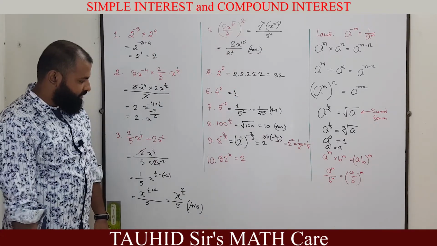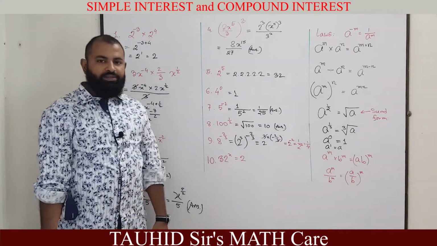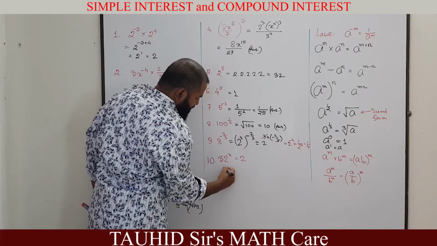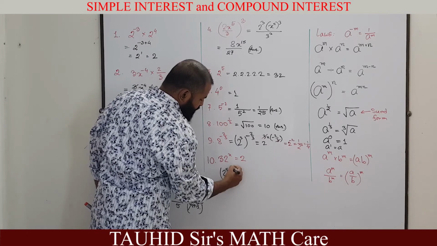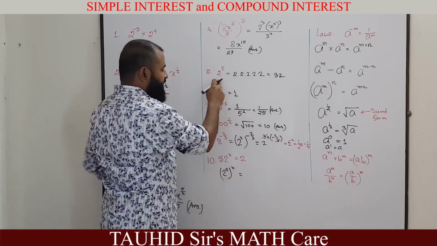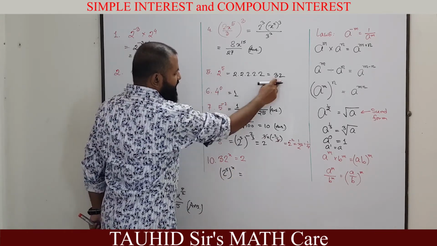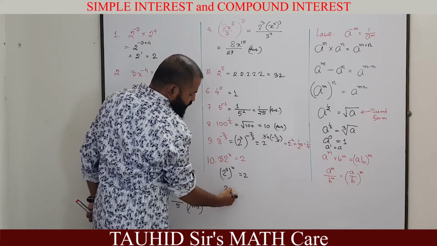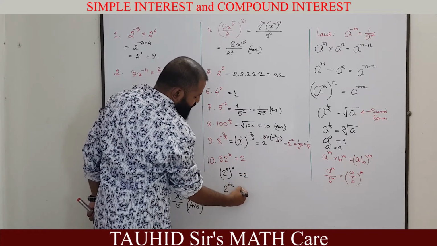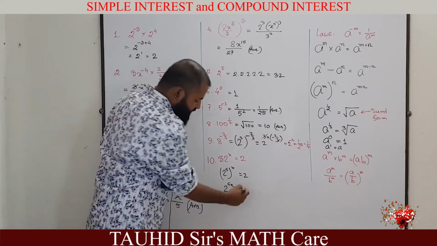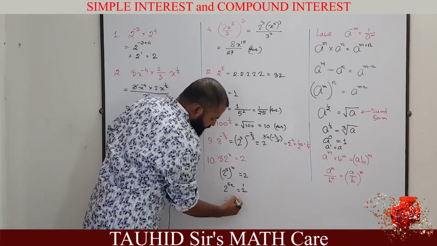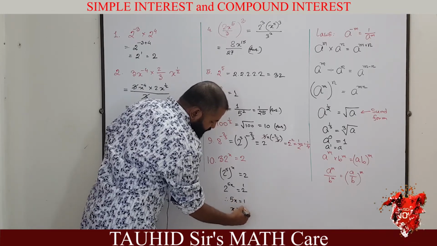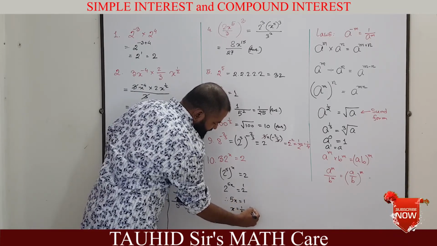Question number 10. 32 to the power x equal to 2. You know that 32 means 2 to the power 5. How do you know that? Because in example 5 you saw that 2 to the power 5 equal to 32. So 32 to the power x equal to 2 means 2 to the power 5x equal to 2. 2 means 2 to the power 1. Therefore 5x equal to 1, x equal to 1 by 5. This is our answer.